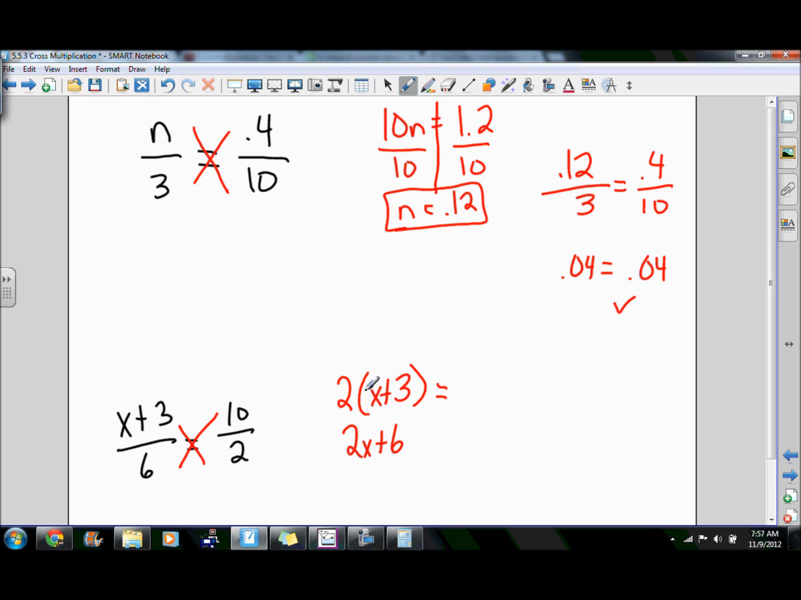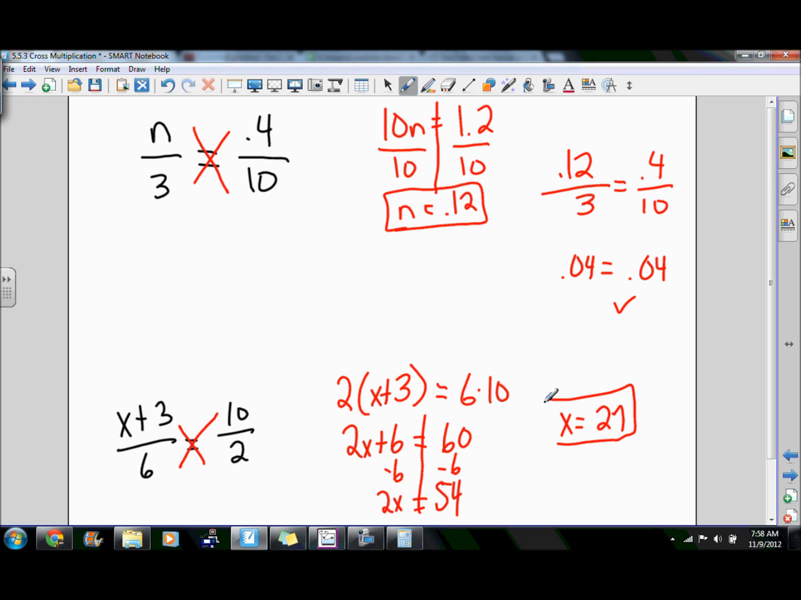On the other side, it's simple. It's just 6 times 10. And now it equals 60. So now instead of a one-step equation, we have 2. So we subtract 6. We get 2x equals 54. We divide by 2 on both sides, and x equals 27.